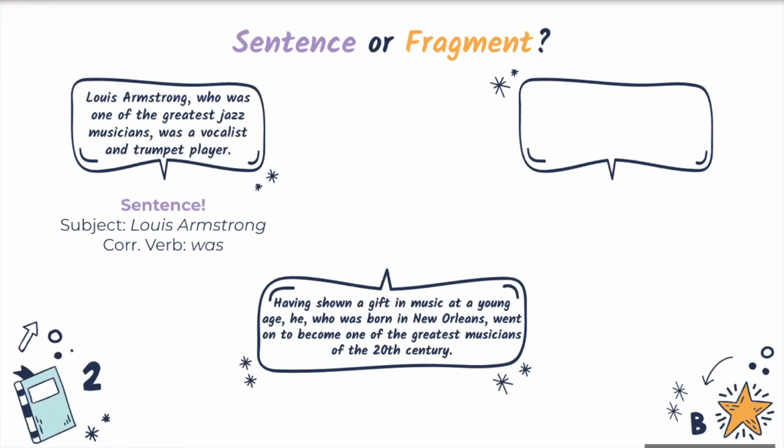If we look at this sentence, the subject I see would be he. Having shown a gift in music at a young age is the non-essential part before the subject he, and then we have another non-essential clause, who was born in New Orleans, set off by commas. If we get rid of both of those, then we have, he went on to become one of the greatest musicians of the 20th century. We can see that we have the subject he and a corresponding verb, went. So this is a complete sentence.